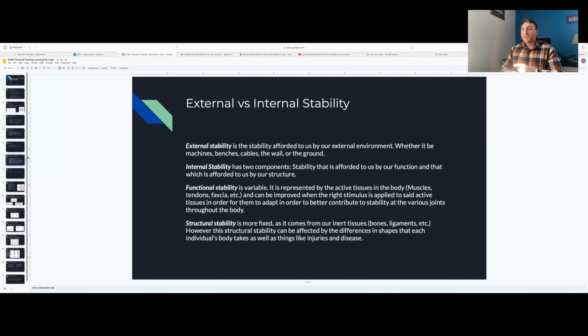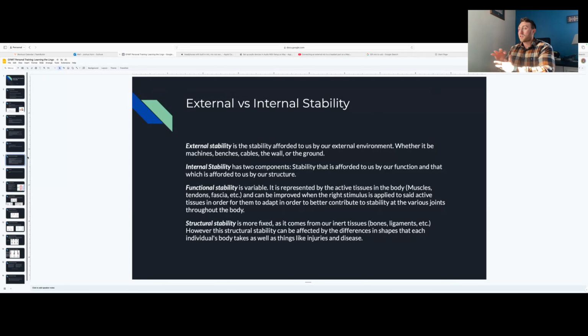Now, functional stability is the ability of our muscles to functionally stabilize and hold positions and stabilize joints, right? Muscles manage torque at joints. They manage rotational forces at joints. They manage our ability to hold positions at joints. Whereas structural stability is more fixed in nature, and it's from our more inert tissues. So the tissues that we don't call upon through the nervous system to actively contract. These tissues don't produce movement, but they're essential to our movement. These are our bones, our ligaments.